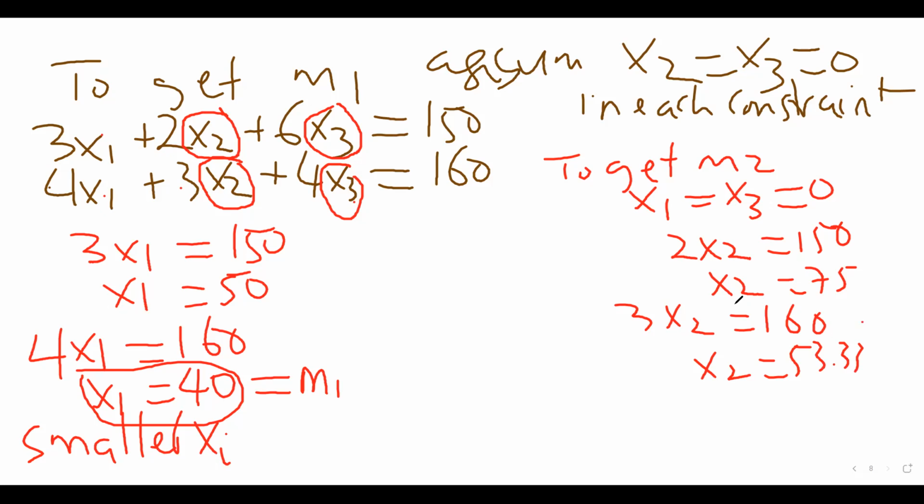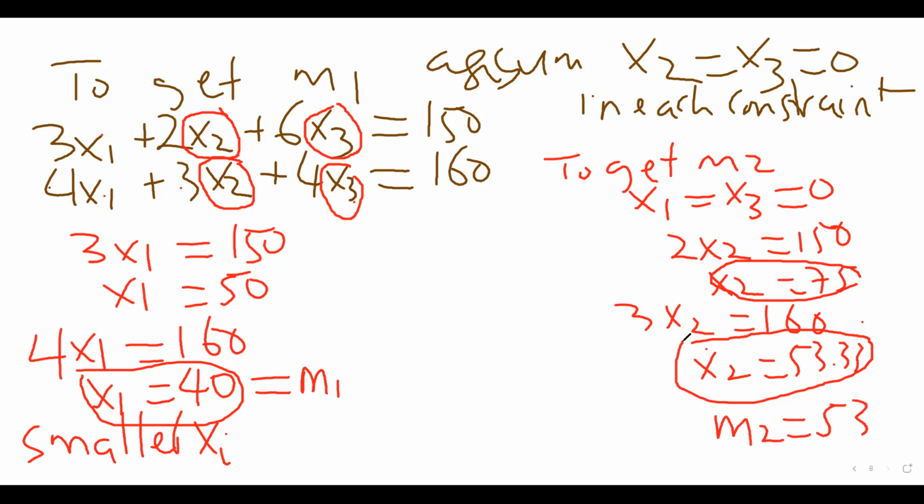But at this stage, you're going to select which one of them. Are you going to take the 75 or the 53? Obviously, it's going to be 53. You take the smaller one. So we can now say that our M2 is now 53. Let's just round it here. We are left with the M3.